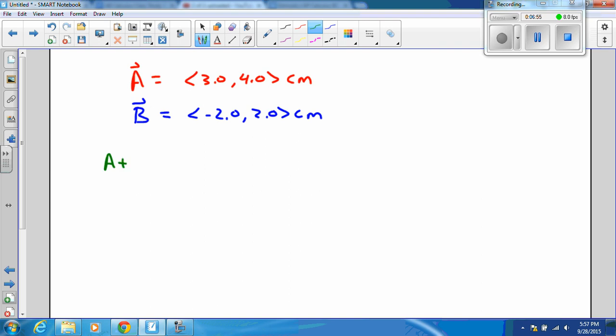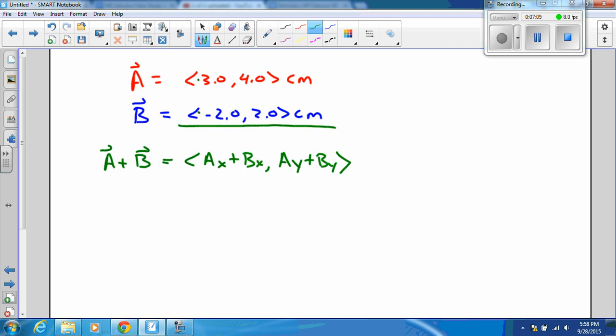And the delightful news is that vectors simply add component by component. A plus B is simply going to be the sum of the x's, comma, the sum of the y's. Or in this case, A plus B is going to add up to 3 plus negative 2 is positive 1, comma, 4 plus 2 is positive 6 centimeters. And there's my A plus B.